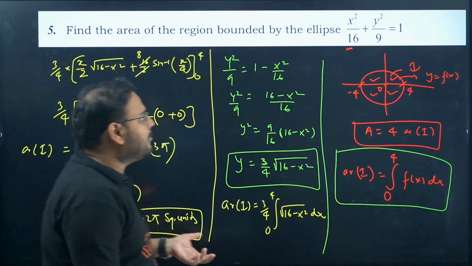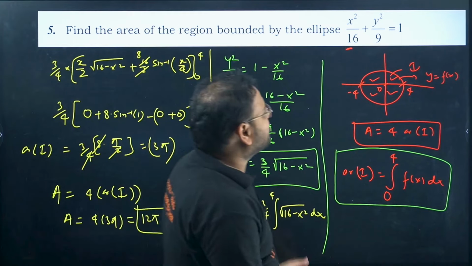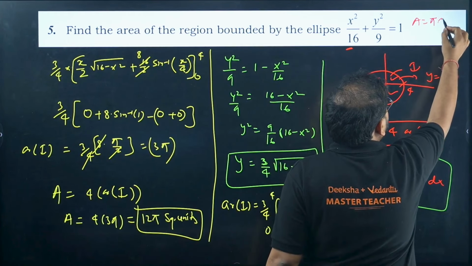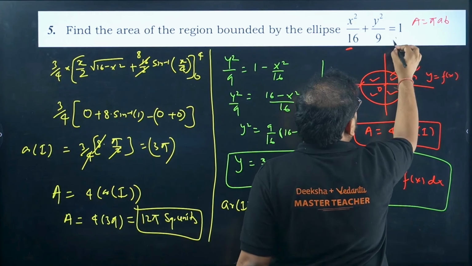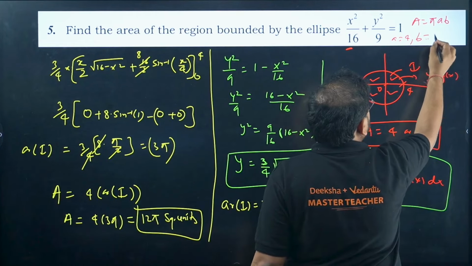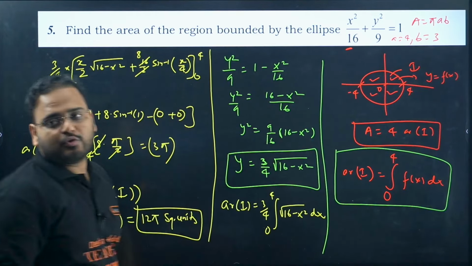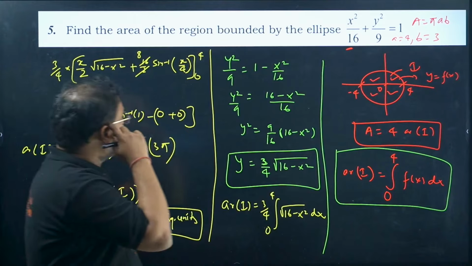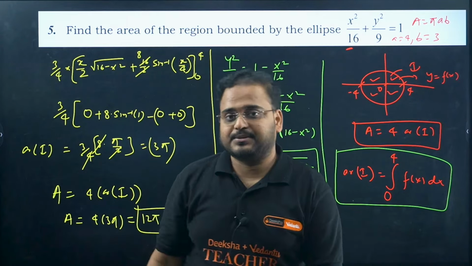If you want to remember a formula, the area of an ellipse is given by pi AB actually. If you want to remember a formula, I can give you that. Area of ellipse is given by pi AB. Check here, the value of A is 4 and the value of B is 3. So pi into 4 into 3, 12 pi. 12 pi square units is the answer for the area of the region bounded by the ellipse.